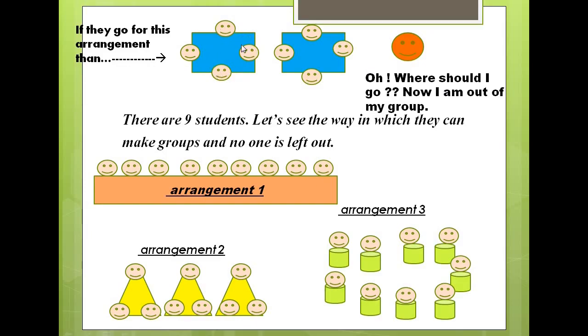When they went for 4 together, they were able to make 2 groups, but 1 was left out. And this is not the condition which satisfies what the teacher has said, and this is what a factor is. I am not able to make exact groups where the number of students is equal when I divide by 4. So here comes the conclusion that 4 is not a factor of 9.